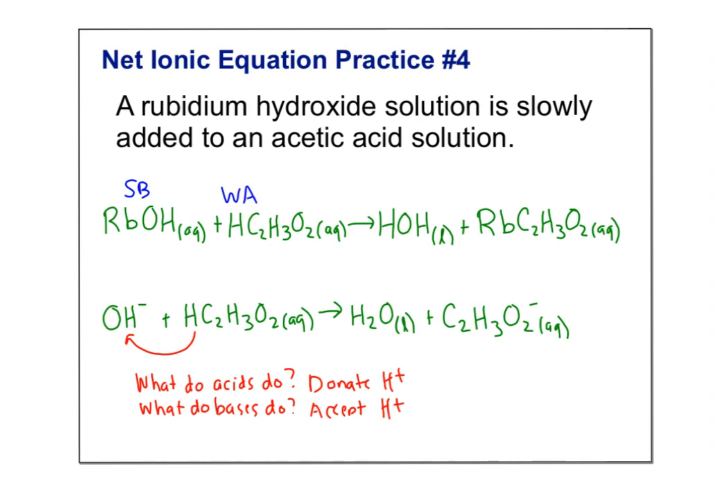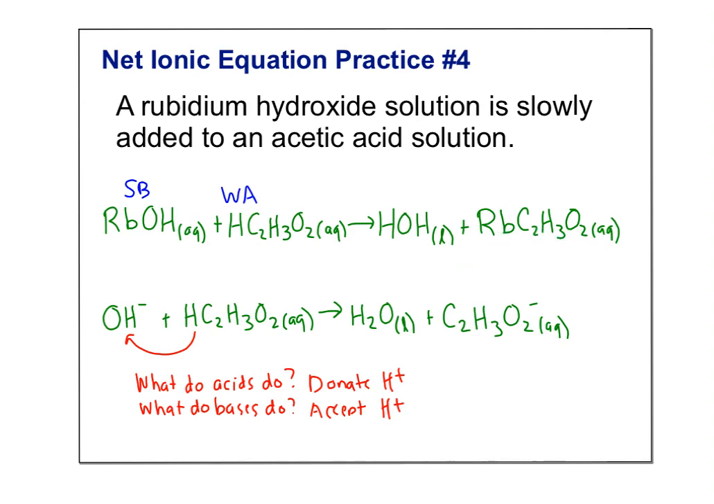So in this case, rubidium hydroxide is a strong base, but acetic acid, HC2H3O2, is a weak acid. Well, notice we still pull out the water, right? H goes with OH, Rb goes with the acetate polyatomic. This acetate polyatomic is aqueous. The strong base we can break apart into Rb plus and OH minus, but a weak acid, even though it says aqueous, stays together in the net ionic. And then this guy, because it's aqueous, would break apart into Rb and the acetate.